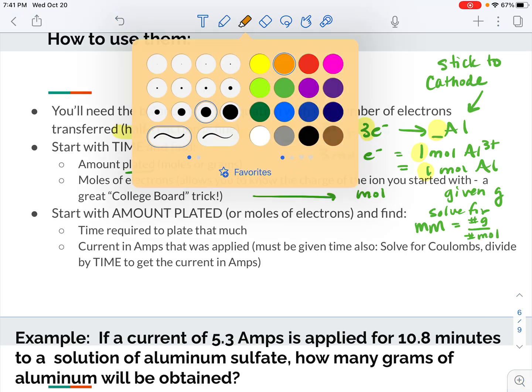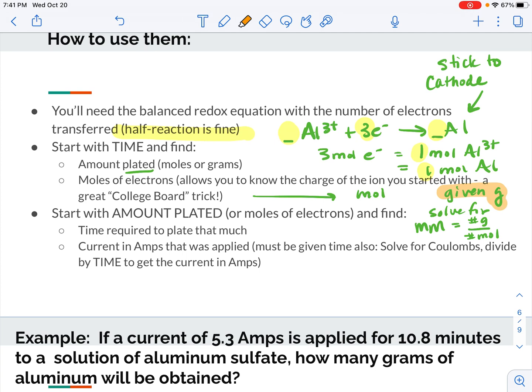So if you were given grams in your question, and you said maybe it plated out 15 grams of an unknown metal, and you could do your stoichiometry using the time and the current, then you could find moles, and you would substitute in the grams that you were given and the moles that you solved for to find the molar mass, which would then let you identify the metal given a limited list, right? So this is another trick that's a really good College Board trick, and we'll work with some of that together in class as well. So that's one option.